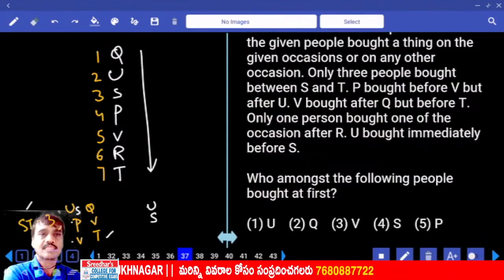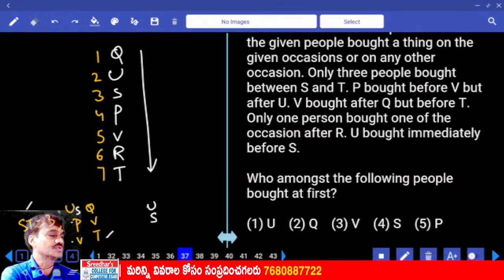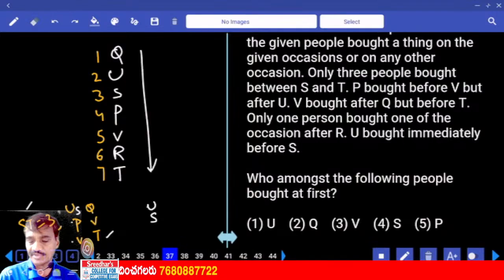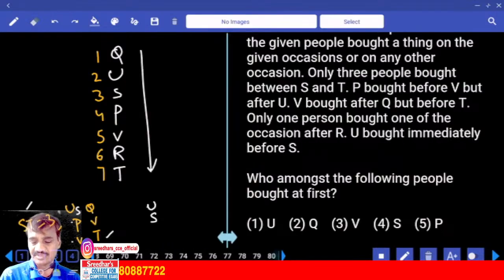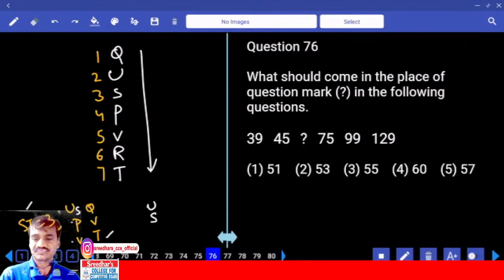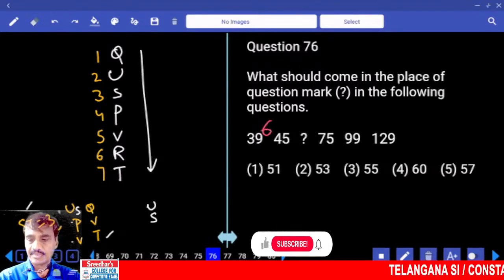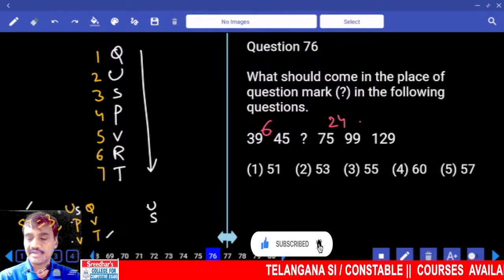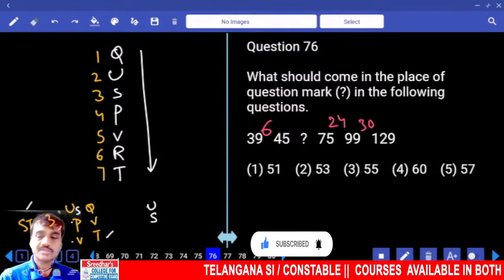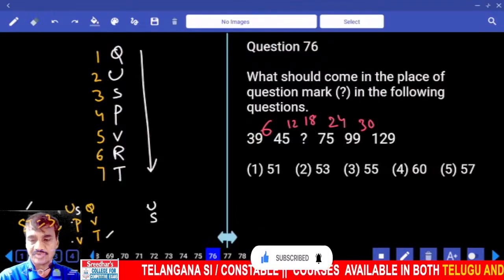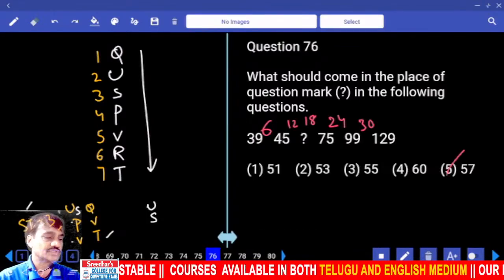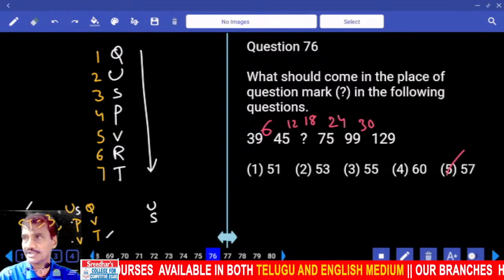Number series. Now, number series question numbers 76 to 80. Now, coming to question number 76. 39, 45, difference of 6. Then 75, 99, 24. Then 99 to 129, 30. What is the number missing out? 12 and 18. 6, 12, 18, 24, 30. 45 plus 12 is 57. Now 57 is the choice. Multiples of 6 are added.